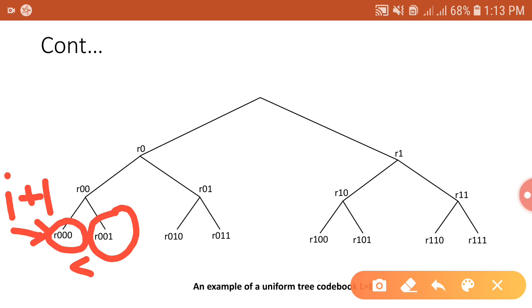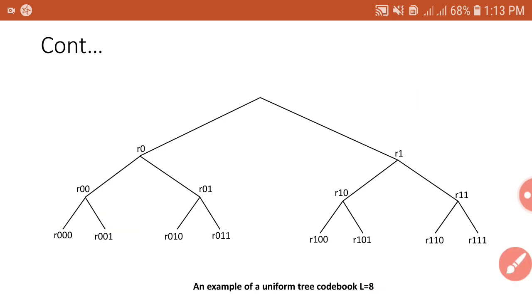So 0 will be sent as a part of the code word for the input vector X. If this condition is not true, then 1 is sent as a part of the code word. So take an example. Suppose the input vector is X that you want to quantize.